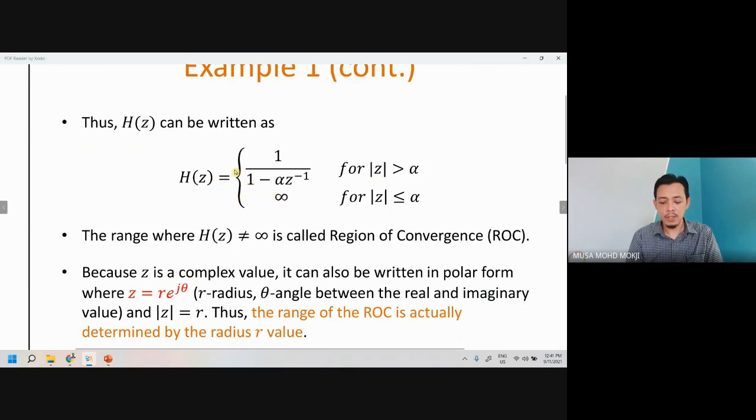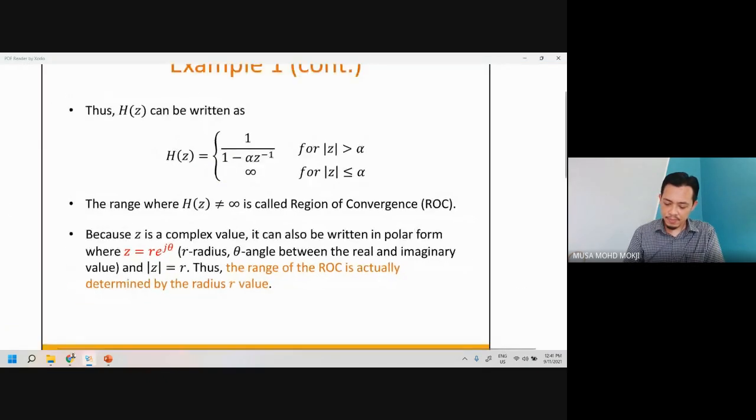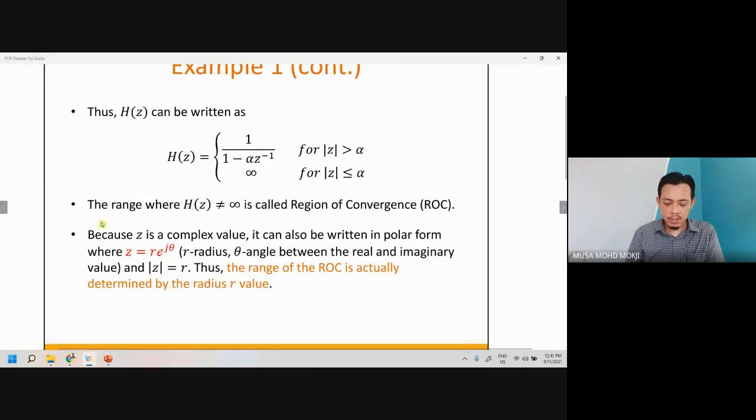Because it is an infinite summation, which is the infinite impulse response, we should find out this thing, because we need to know what is the z value that gives H(z) a value, or the z value which gives H(z) equal to infinity. The range where H(z) is not equal to infinity is called the region of convergence. This is what we call ROC, region of convergence.